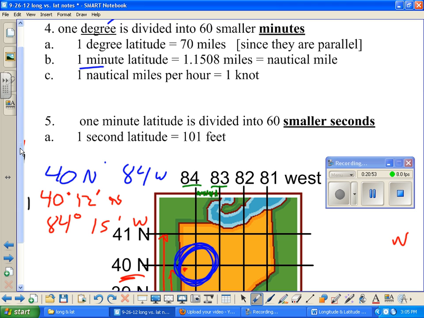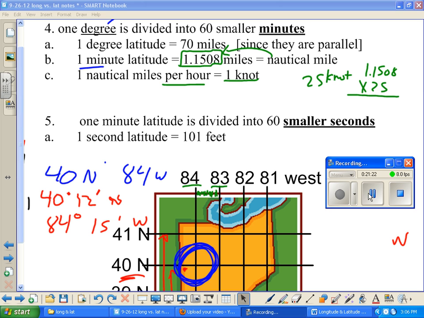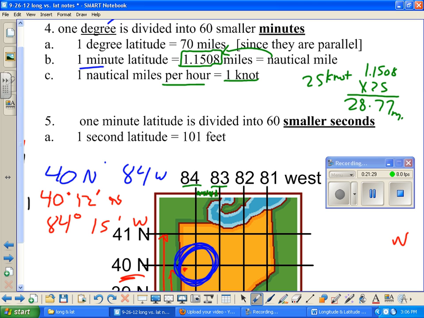And if your battleship is going one of these kind of miles in 1 hour, your battleship's traveling at 1 knot. Big boats travel in knots, not miles per hour. If you're going 25 knots, you're going 1.1508 times 25, and that would be, according to my calculator, 28.77 miles per hour. 25 knots is almost 29 miles per hour.